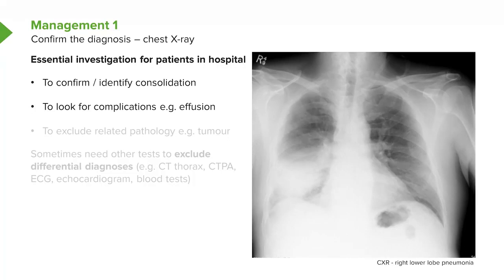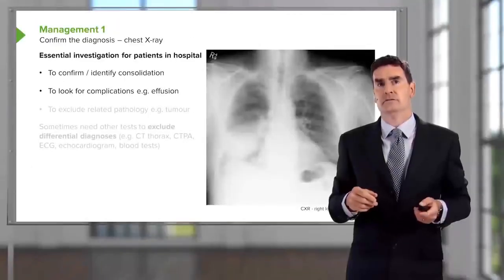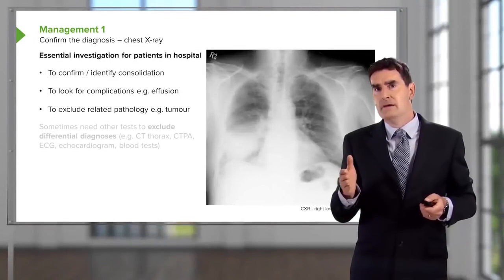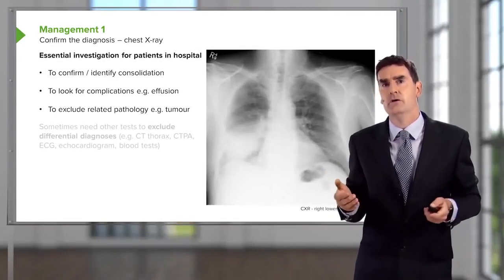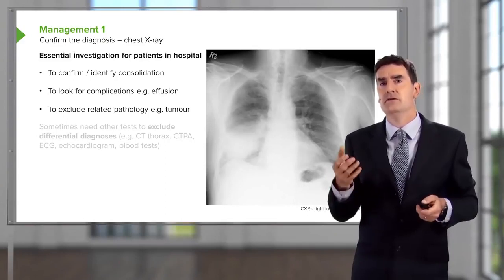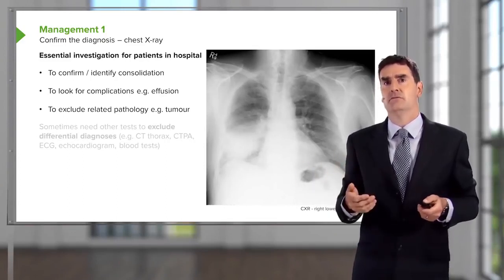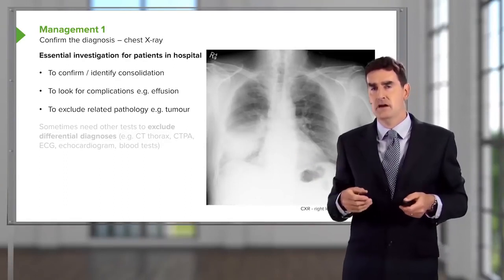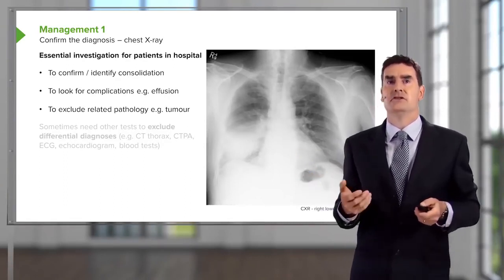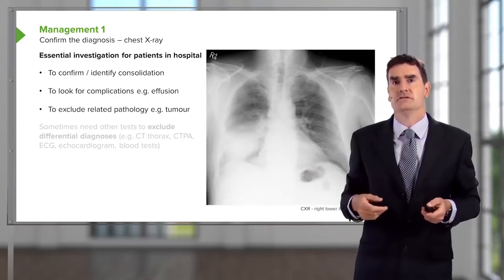It's also very important to do a chest x-ray to look for complications, and we'll discuss some of those later in this talk, but we're talking largely about pleural effusion. And there may be related pathologies. So for example, if you have a lung tumour which is blocking a bronchus, then you'll get pneumonia distal to that obstruction quite easily.